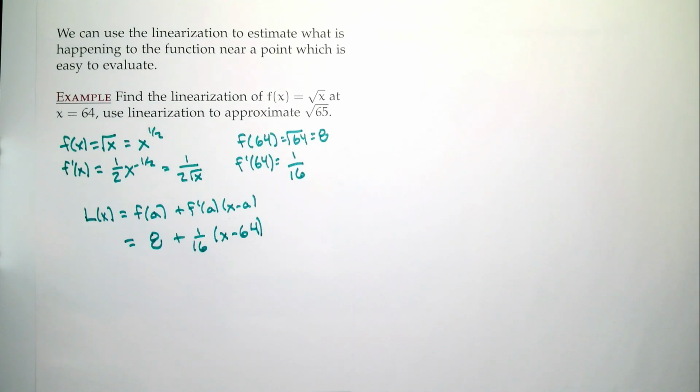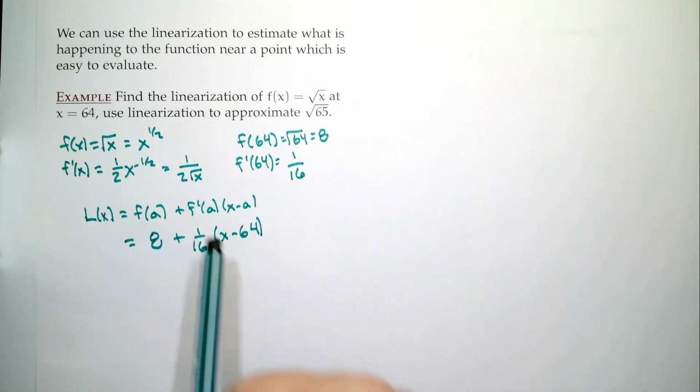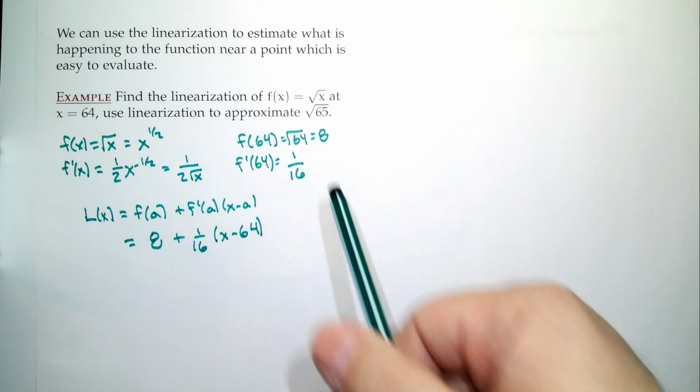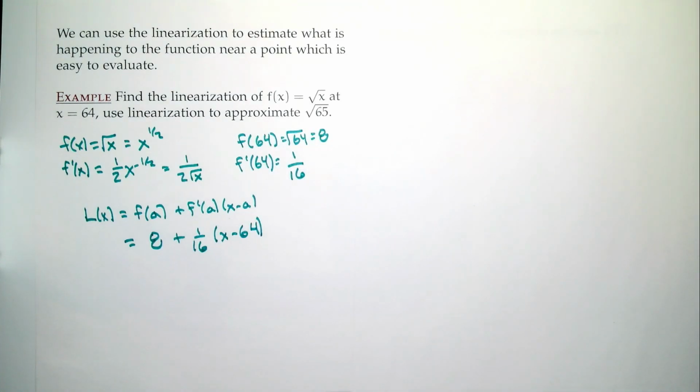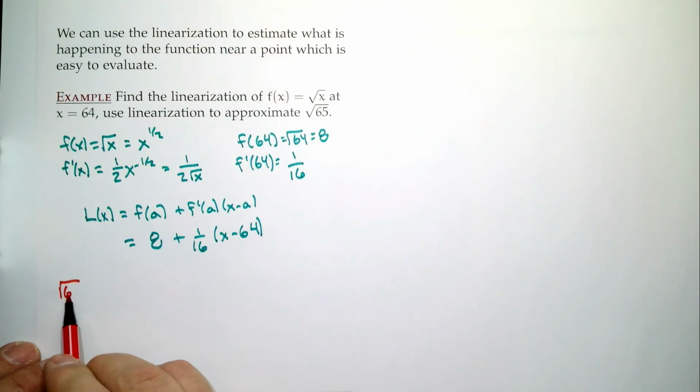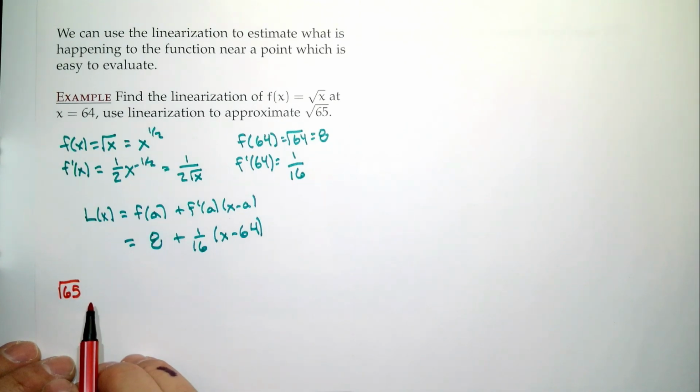So what does the second part say? Use linearization to approximate the square root of 65. So now we want to do the square root of 65. Notice that the square root of 64 is pretty straightforward. Most of us know the square root of 64 by heart is 8. Not many of us know the square root of 65 by heart. So how do we use this? Well, what's the idea? The square root of 65. How does this relate to what we've done?